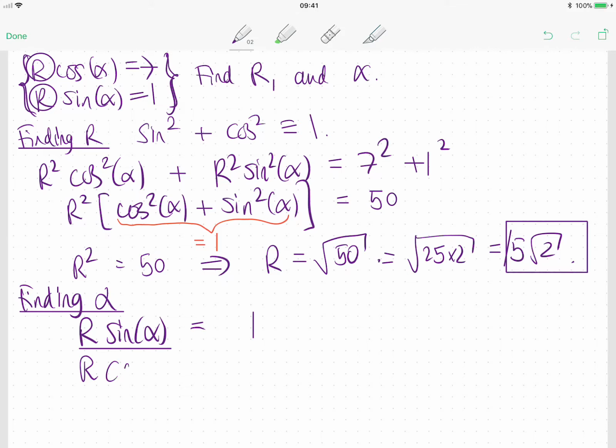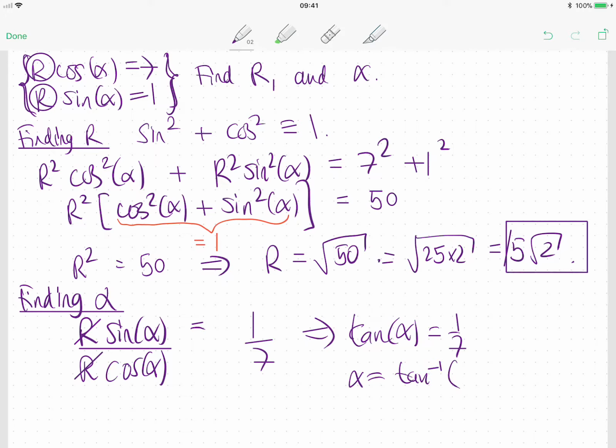So if we divide both sides and cancel off the r's, we find that tan of alpha is 1/7, and from this we can find the value of alpha, which is just the inverse tan of 1/7. We should be in degree mode here, and if we pop that into the calculator, you get approximately 8.1 degrees.